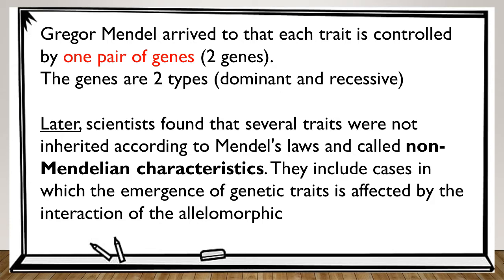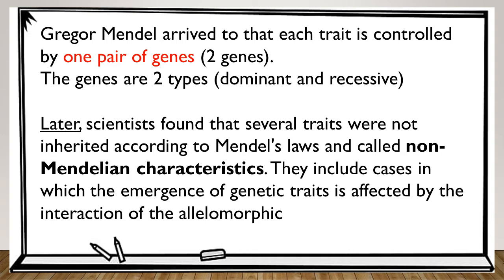Gregor Mendel concluded that each trait is controlled by one pair of genes, or two genes. The genes are of two types. As Mendel said, we have what is called the dominant gene, and the other type is called the recessive gene. Mendel said that when the dominant gene meets the recessive gene, the dominant gene dominates over the recessive one. This is called the law of complete dominance.